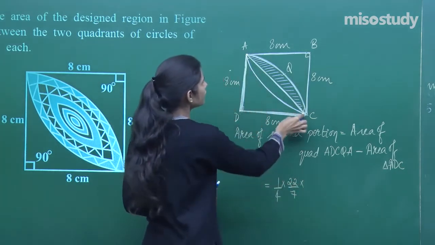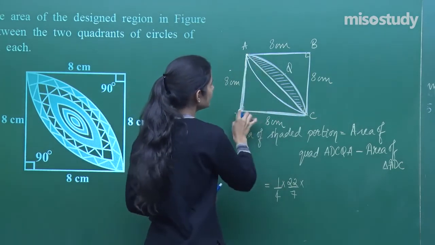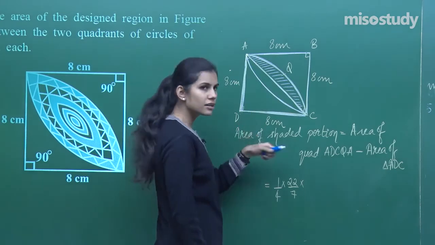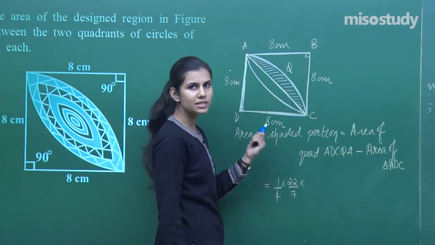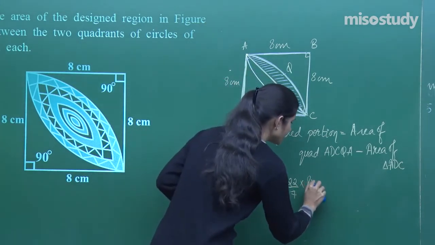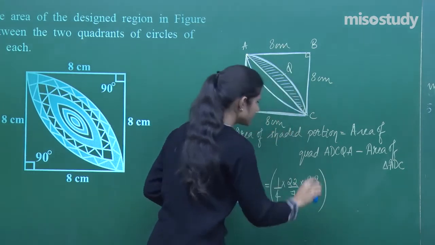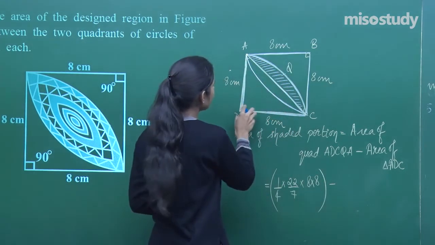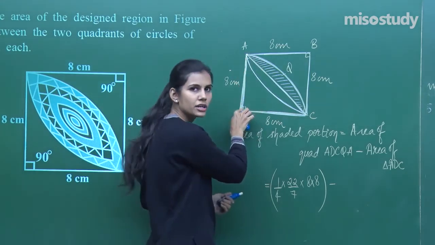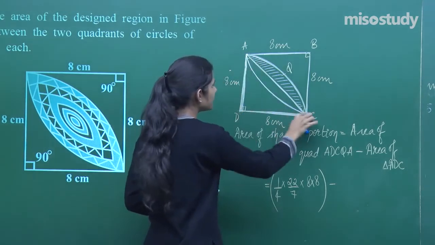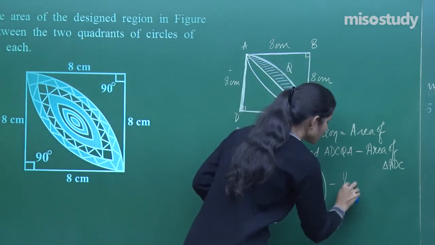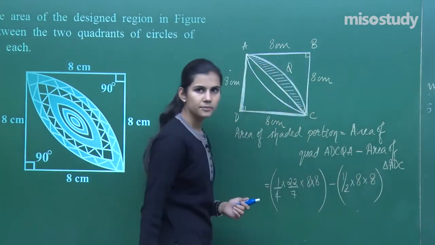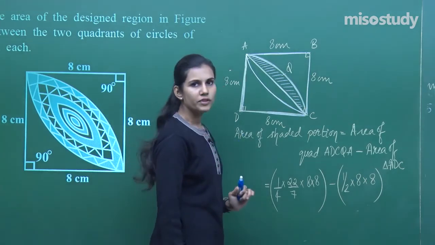What is the radius? If I talk about this as a quadrant, then it is having radius as 8 centimeters because it is the quadrant of a circle of radius 8 centimeters, right? That is what it is representing. So 8 square. This is the area of the quadrant. You subtract area of this triangle. This is a right angle triangle, so this is already a perpendicular. This is the base, this is the height. Base is 8, height is 8. So half into base into height is the area of the triangle. This gives you area of the shaded portion.